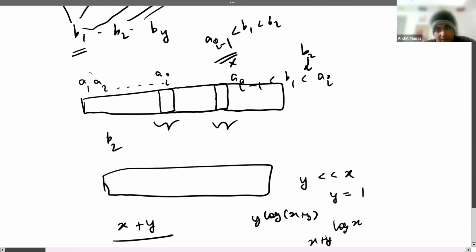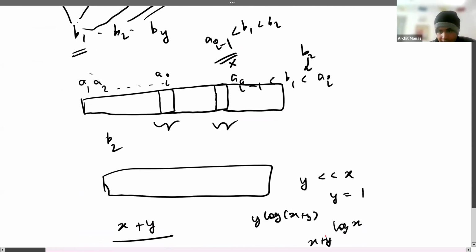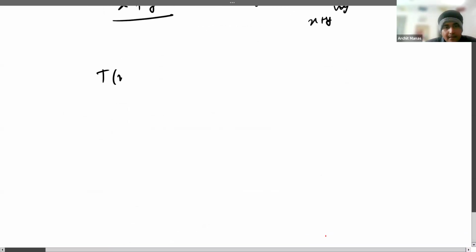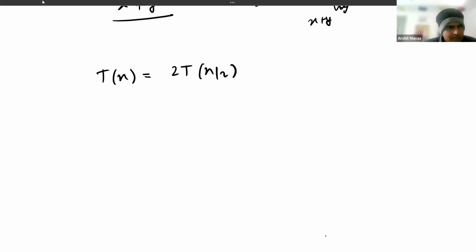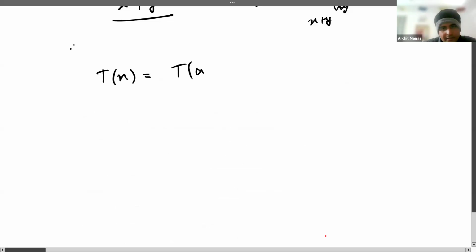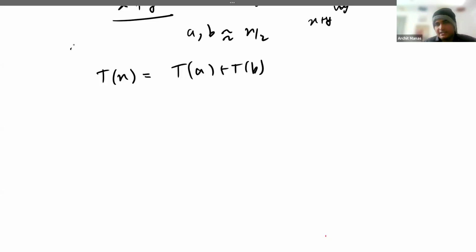So in merge sort, if you think about the complexity of merge sort, then you'd have something like T of n is equal to something like 2T of n over 2, because it splits roughly into pieces of size n over 2. Actually, I'll just call it T of A plus T of B to be precise, where A and B are both roughly n by 2. There'll be some off by 1 error. We'll take care of that. And plus you have something like order n. Is it all clear so far?